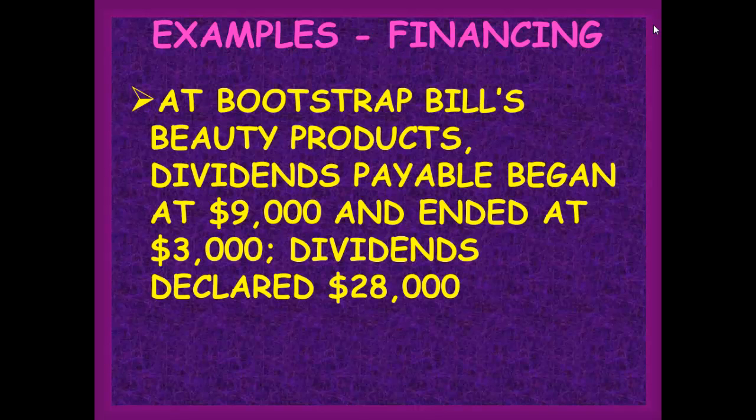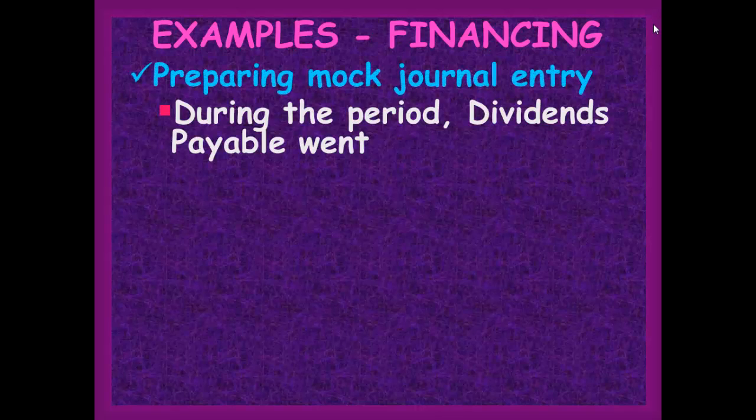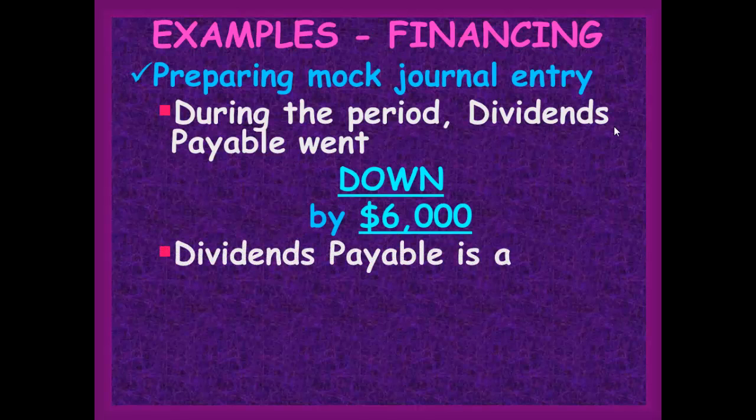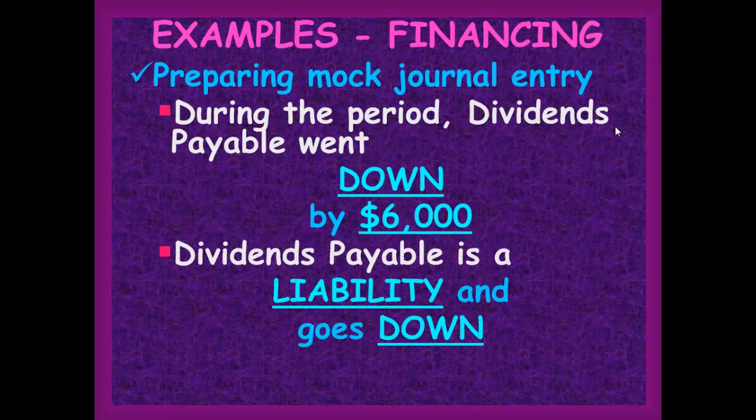Dividends payable began at 9 and ended at 3. Dividends declared were $28,000. All right, I declared $28,000, but does that mean that I paid $28,000? No, we have to take into consideration the change then in my dividends payable also. During the period, dividends payable did what? It went down $6,000. What type of an account is dividends payable? Liability, making it go down. A liability goes down then with a debit.